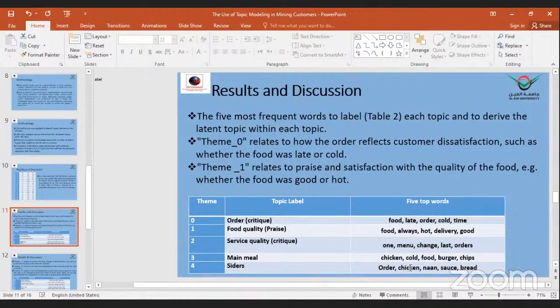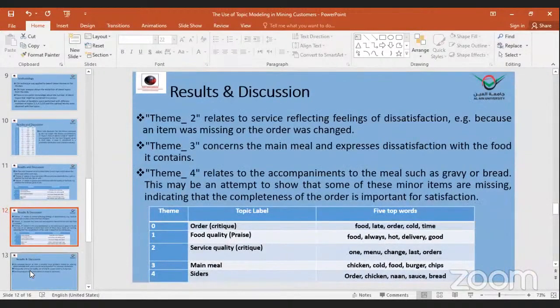So we try to name the topics based on what they mean. Maybe somebody else will have different naming. These are the five clusters that we got from the reviews, and we tried to name them according to the quality of service or quality of food mentioned in the reviews.